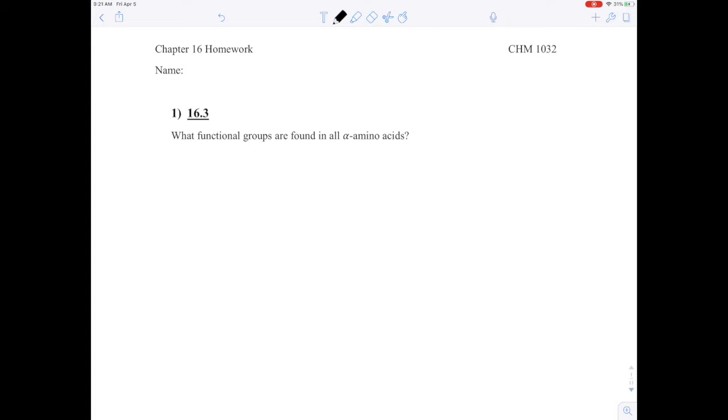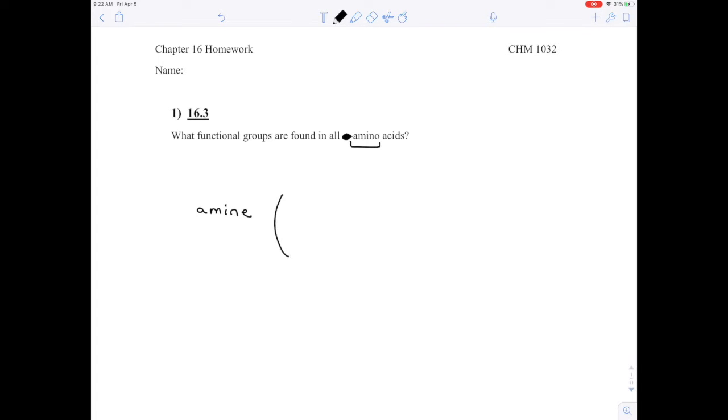Chapter 16, question 1 asks, what functional groups are found in all alpha amino acids? So let's ignore the letter alpha there for a second. Amino acids, those are referencing functional groups from organic chemistry, groups of atoms that reappear on lots of carbon chains that always behave the same way. The amino part is referring to the functional group amine.